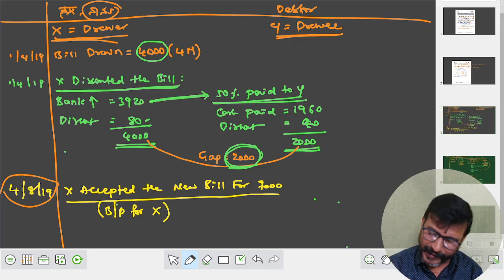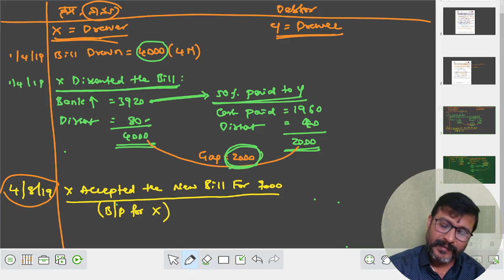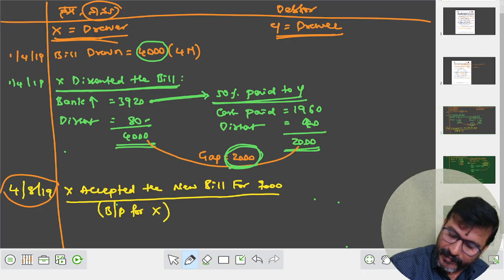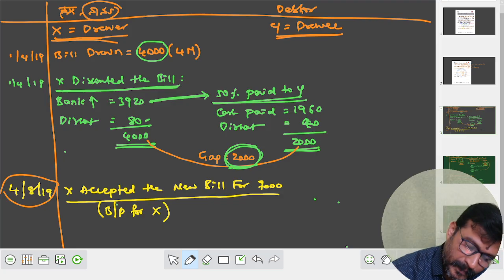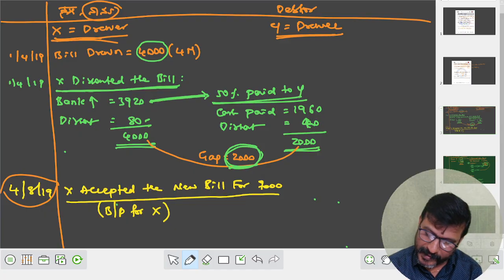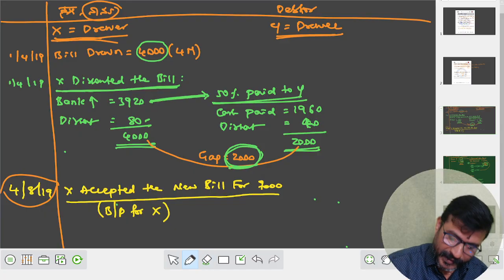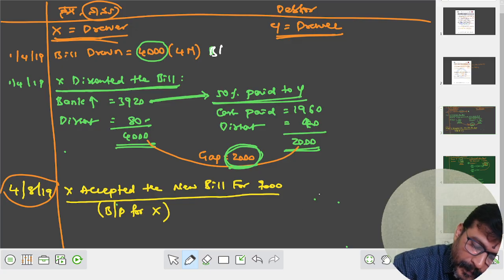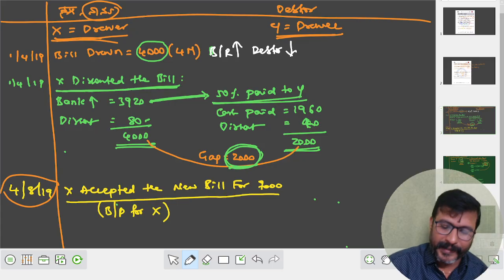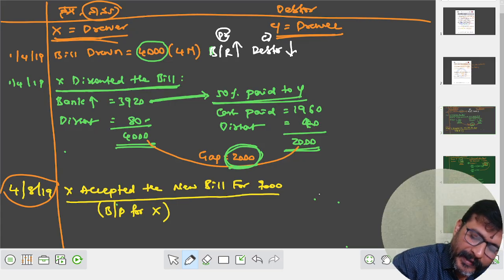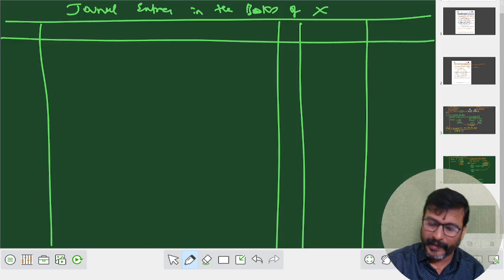BR increased, debtor decreased. Who is debtor in the problem? Here the debtor is Y, right? What happened when the bill is drawn? Bills receivable increased. Debtor decreased. It is to be debited and it is to be credited. On what date? 1st April 19.